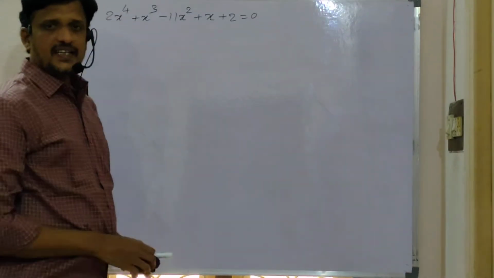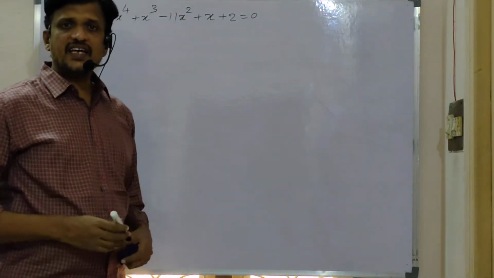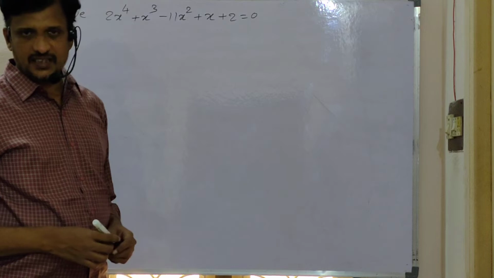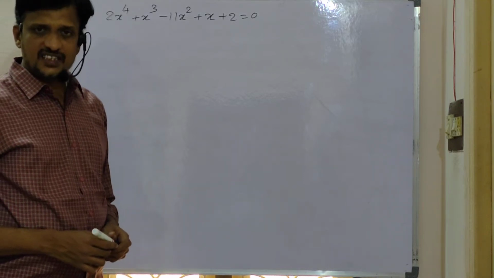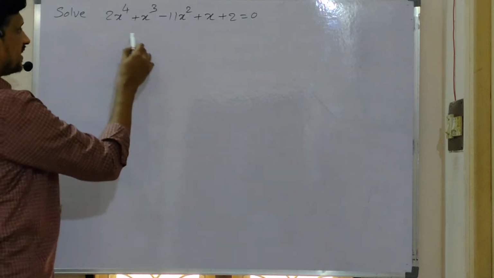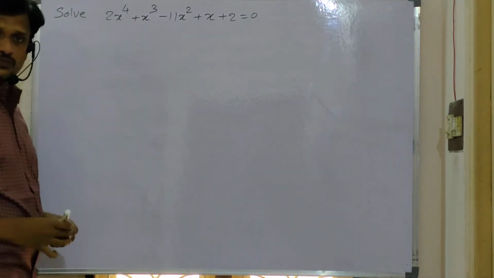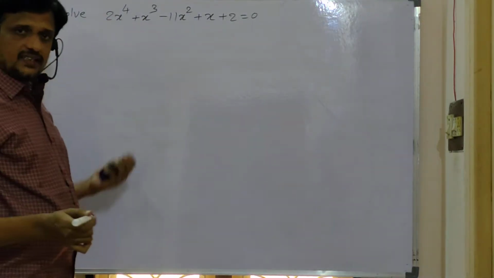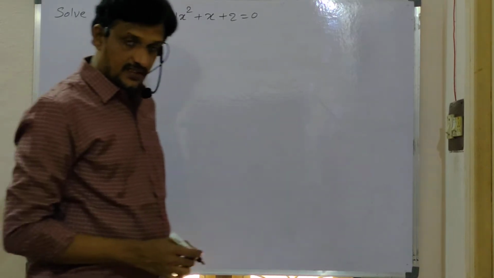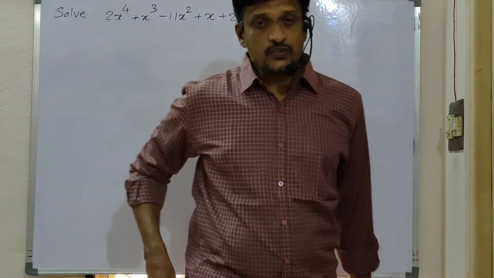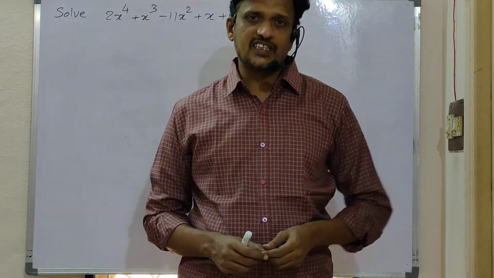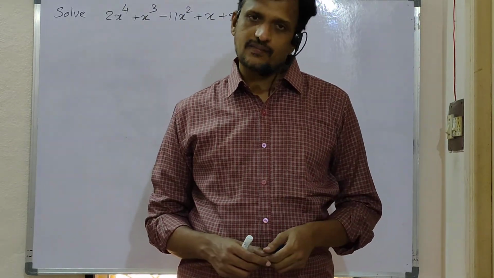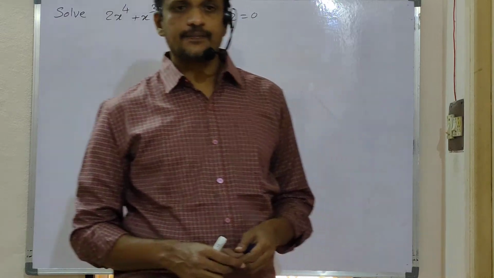But this is not a quadratic equation, because a quadratic equation means it is in the form of ax^2 + bx + c. As we discussed in the previous classes, the highest power of x is 2, but here you can see that the highest power of x is 4. So this is not a quadratic equation, but by converting the given equation into a quadratic equation, you can find the solution easily.